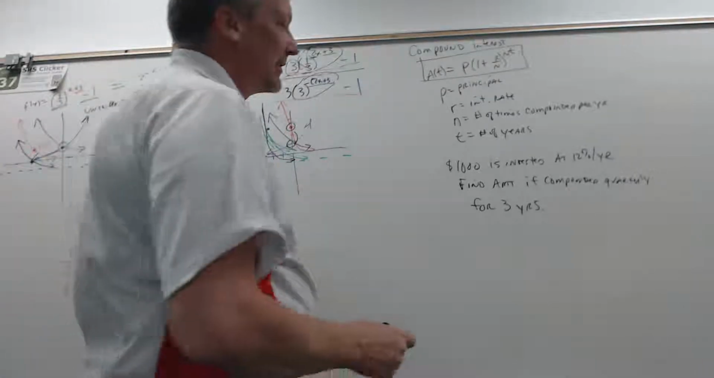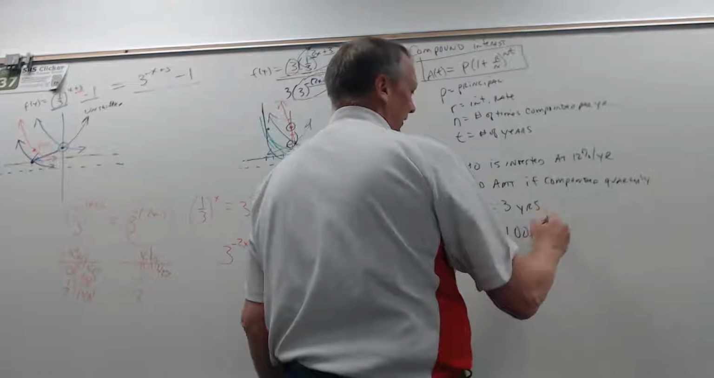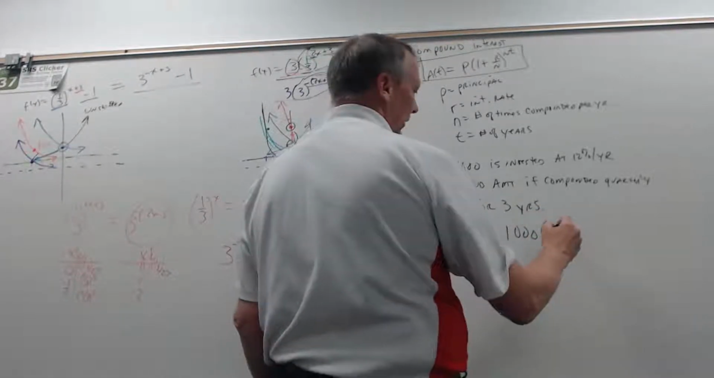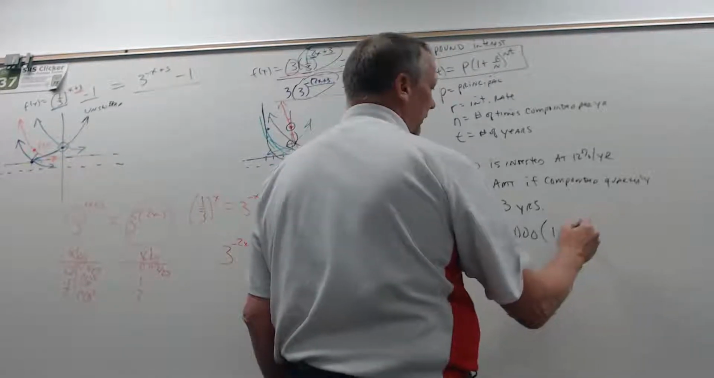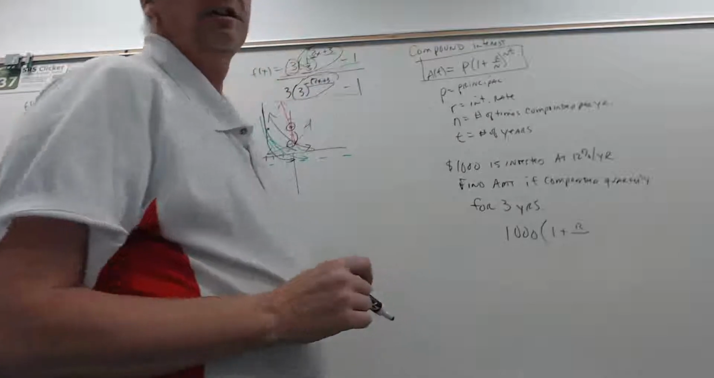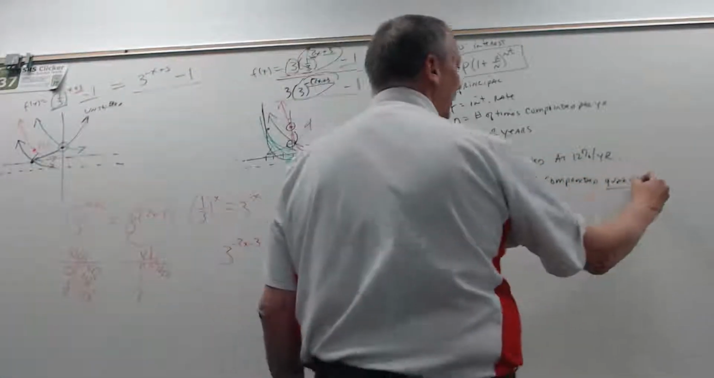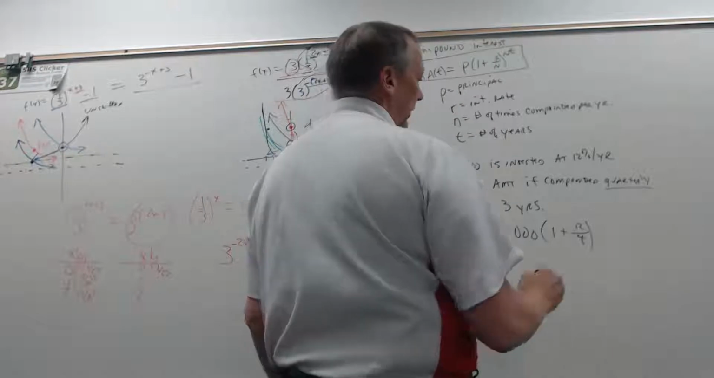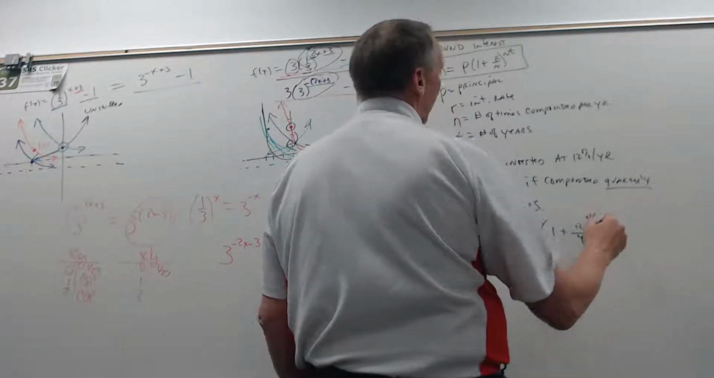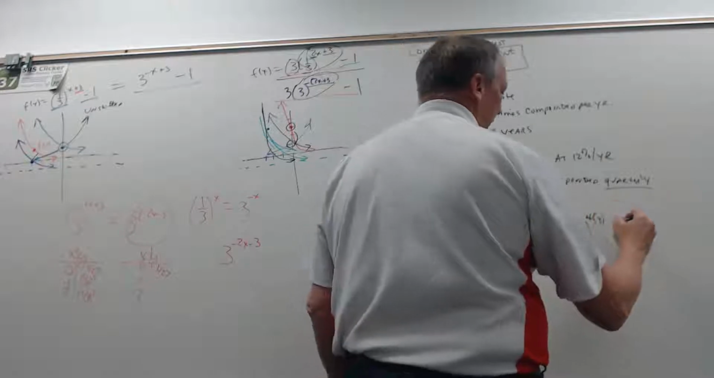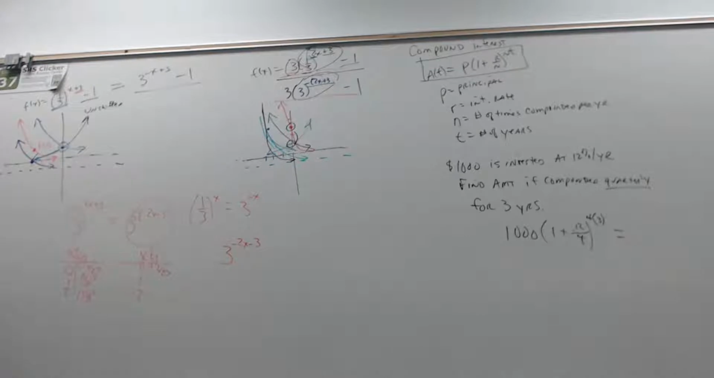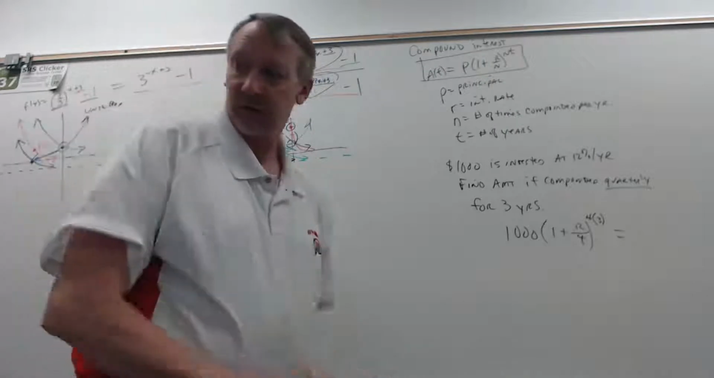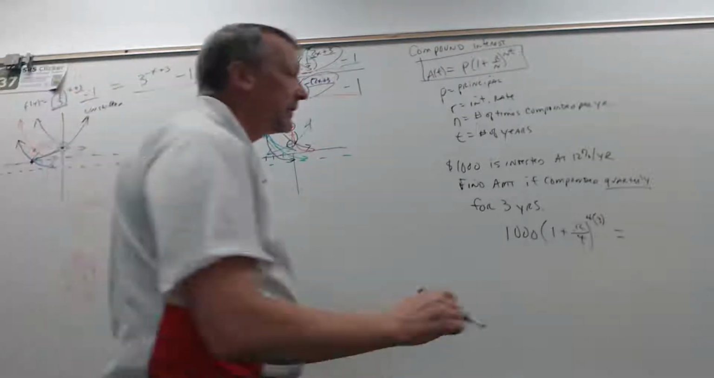Okay, so go ahead. The principal equals 1,000. And then you do 1 plus the rate, which will be 0.12, over 4, because it's quarterly. Then the exponent will be 4 times 3, 3 years. This is the kind of problem I could give you, and theoretically you could plug it into your calculator and get 1425.76.